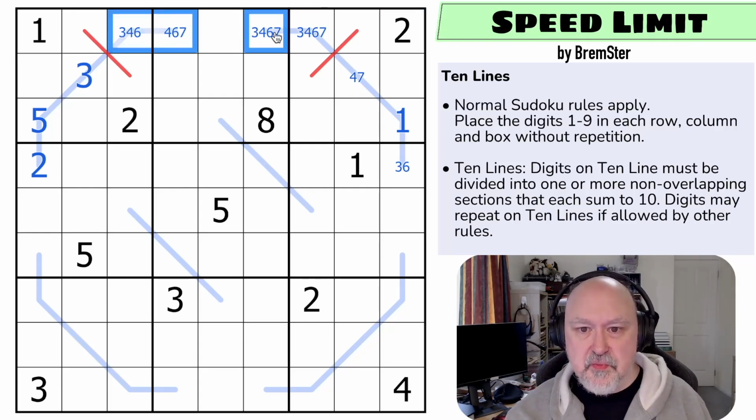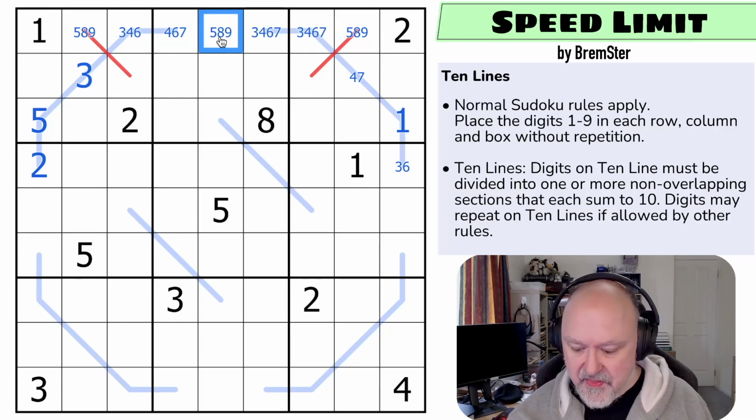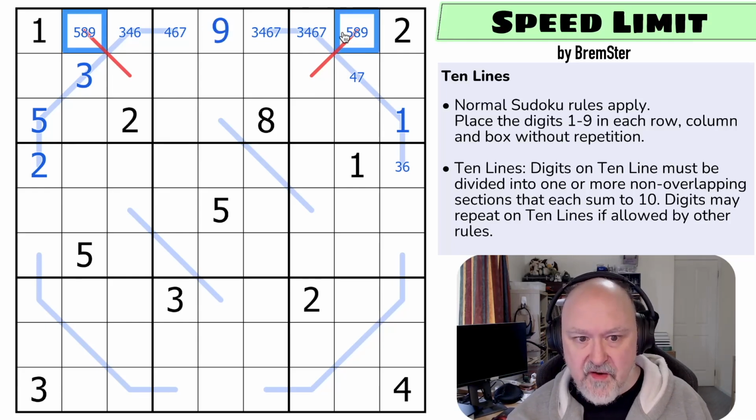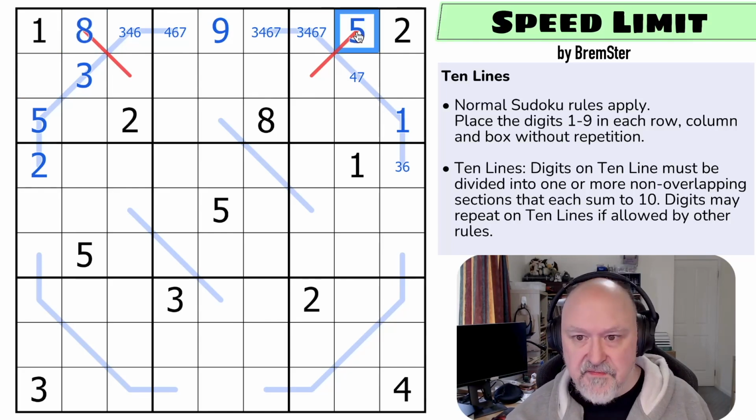So this is a 3, 7, 4, 6 quadruple, and these digits aren't 1, 2, 3, 4, they're 5, 8, 9. This one can't be a 5 or an 8. That's a 9, and these are a 5, 8 pair, and the 5 here means this is the 8 and this is the 5. Oh, that's cool. There's no 3 here, so there's no 7 here. That's the 4, 6. This is the 3, 7.